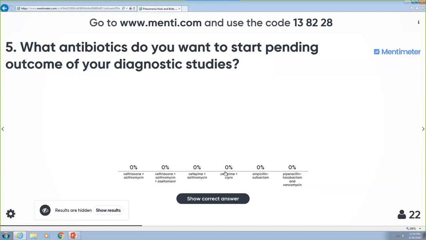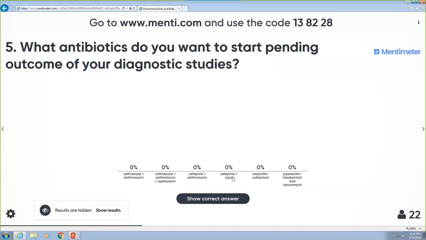All right, before I show the results, let's walk through what the differences are between these choices. So we know that ceftriaxone and azithromycin is the usual coverage for community-acquired pneumonia. And we talked about oseltamivir adding coverage for influenza. What's the difference with cefepime and azithromycin? What does that add? What are you covering there that you're not covering with ceftriaxone?